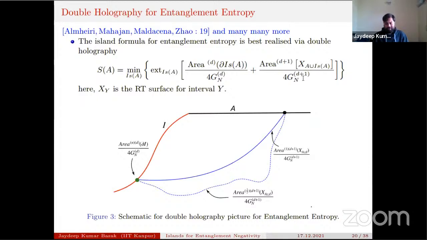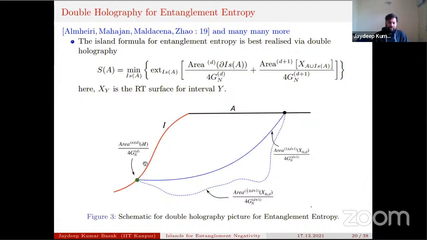of two area terms here. Now, the first area term is the same as we have seen in the island formula. But what about the second area term? For that, we have to consider the CFT2, which is lying on this whole region, to be holographic. In that case, we can expect a bulk dual, which is lying here.